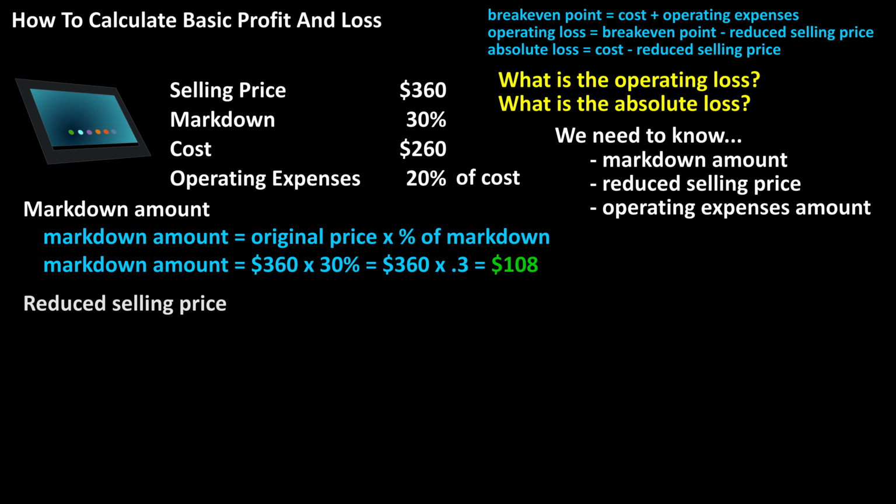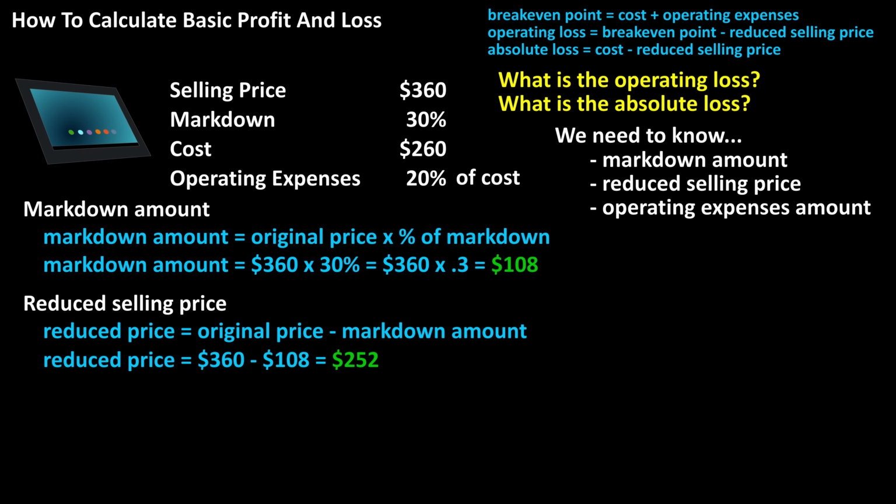For the reduced price, we use the basic formula for markdown, which is reduced price equals the original price minus the markdown amount. So we have $360 minus $108, which equals $252.